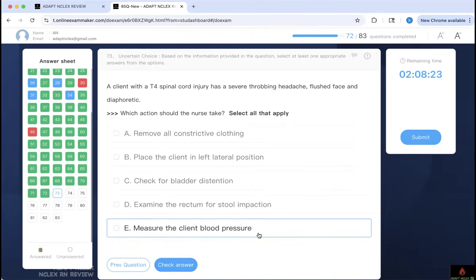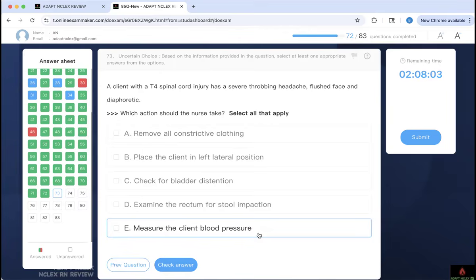A client with T4 spinal cord injury has a throbbing headache, flushed face, and is diaphoretic: autonomic dysreflexia. I give you the content there. Which action should the nurse take? Select and apply. Remove all constrictive clothing. Place the client in left lateral position. Check for what? Bladder distension. Examine the rectum for stool impaction. Measure the client's blood pressure.